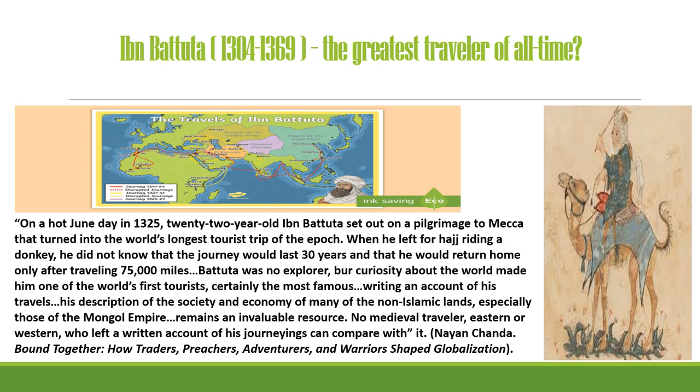From Bound Together, recorded previously: on a hot June day in 1325, 22-year-old Ibn Battuta set out on a pilgrimage to Mecca. So he was a Muslim going on the expected pilgrimage to Mecca, the holiest of holy sites in the Muslim world, that turned into the world's longest tourist trip of the epoch. I like the way the author phrases this. When he left for Hajj riding a donkey, he did not know that the journey would last 30 years and that he would return home only after traveling 75,000 miles.